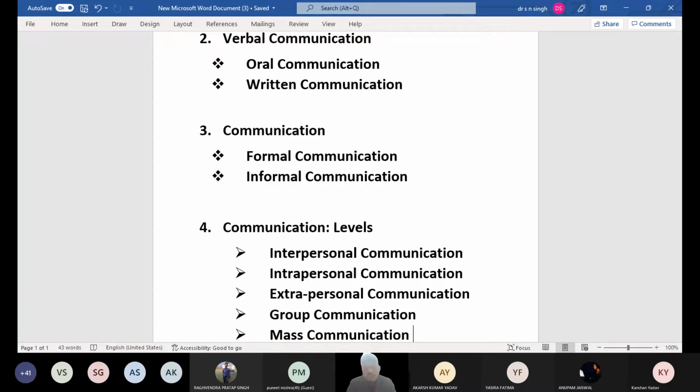Telephonic communication, where will you be putting it? Give a concrete example of telephonic communication. Out of this group level, which level of communication is telephonic communication? Mass communication, sir. No. Telephone, you will talk to one person. You know the person to whom you are talking. Clear? Sir, it might come under interpersonal communication. Interpersonal communication. Very good.